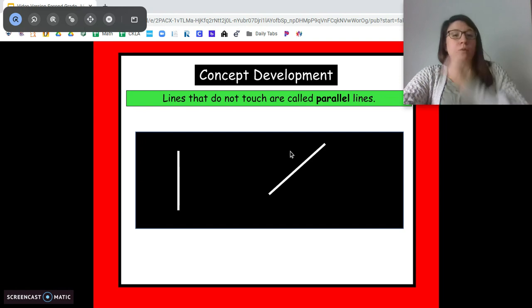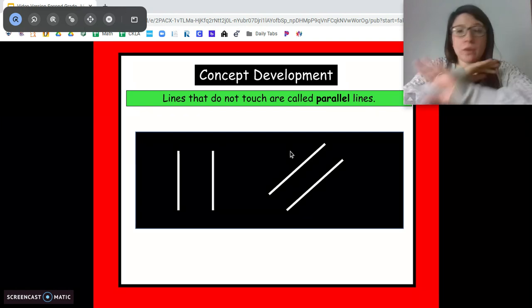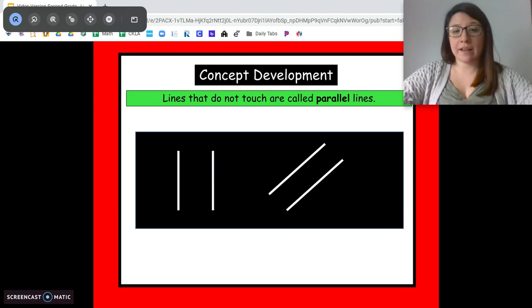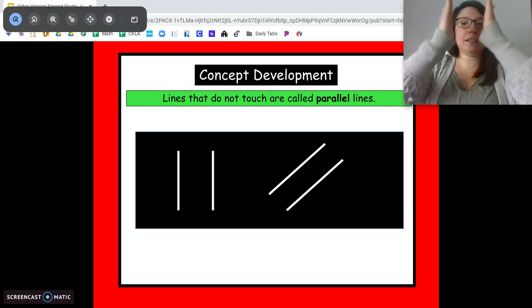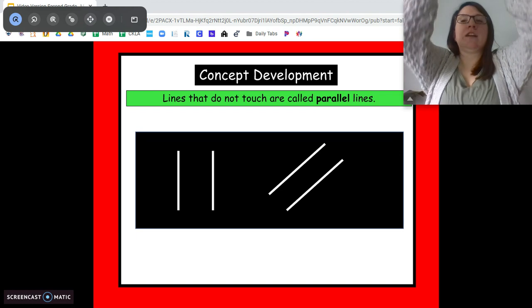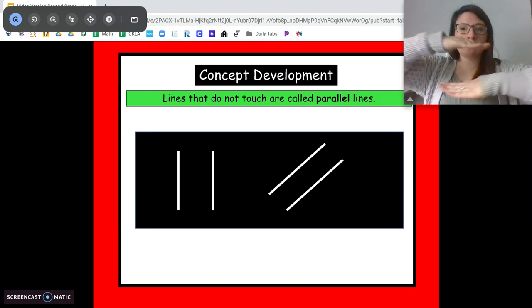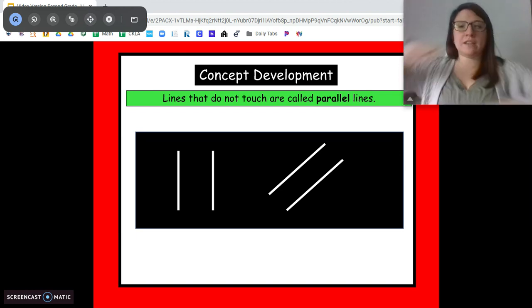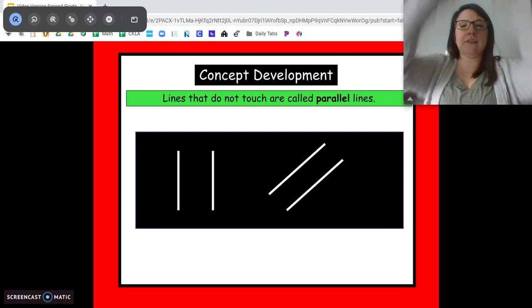All right, like I said before, lines that do not touch and will never touch are parallel lines. See how these lines are going like this? Go do that with your hands. They're never going to touch. They might go like this. Never going to touch. They move in the same direction, never touch each other.